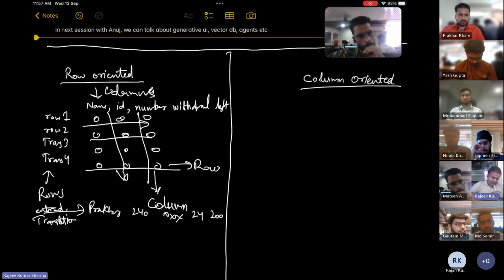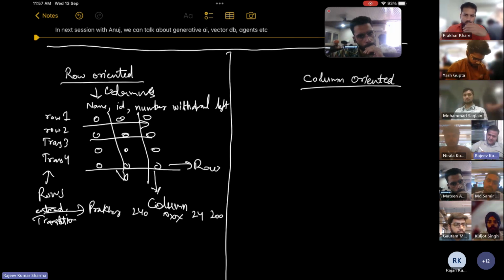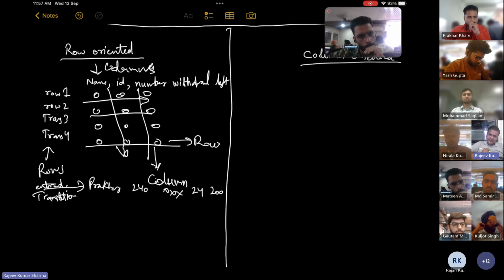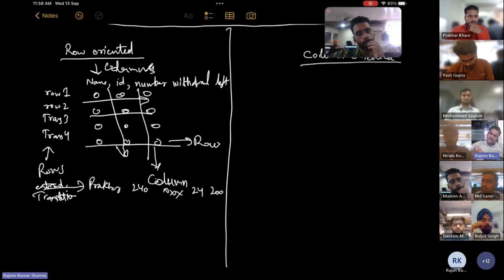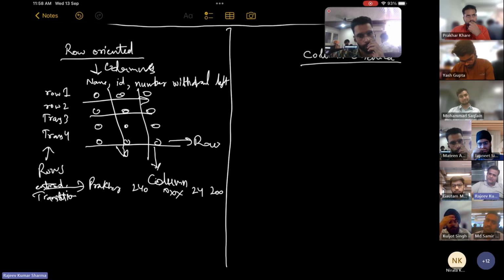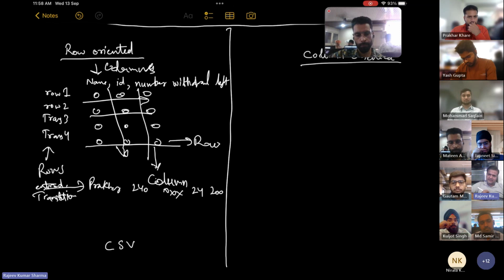Now, these are columns: name, ID, number, withdrawal, and so on. And this particular row is a transaction. What a row-oriented database means is how the data is stored in the hard drive. Basically, the database is stored in some sort of file on the hard drive. Normally, row-oriented databases store their data in some sort of delta file. For easy understanding, let us say it stores its data in CSV format on some underlying hardware.